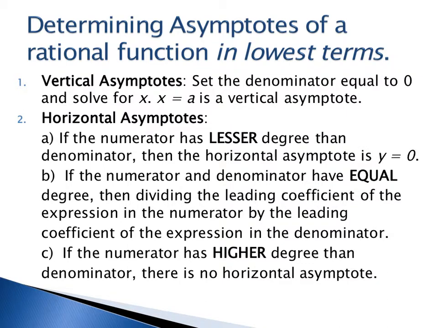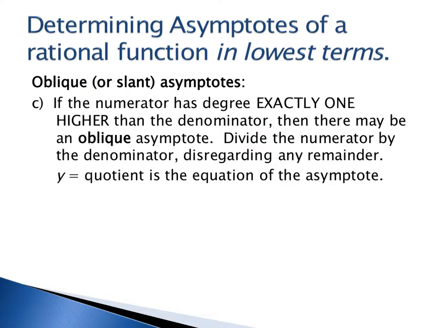If the numerator and denominator are equal, we look at the leading coefficient. So we look at the number in front of those variables with the highest degree, and that's what we take as that fraction, the two coefficients over each other. And then if the numerator is higher than the denominator, there's no horizontal asymptote. If there's no horizontal asymptote, there's going to be an oblique asymptote. That's when the degree is one higher on the top than the bottom. What we do is we use long division, and then we just write our answer as y equals whatever is left, we don't worry about any remainder.